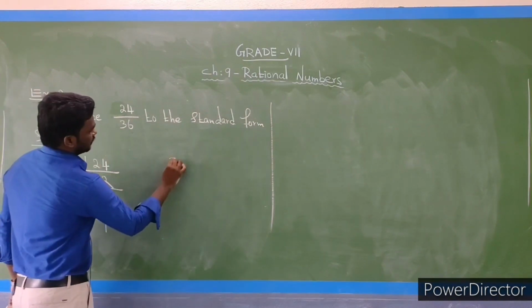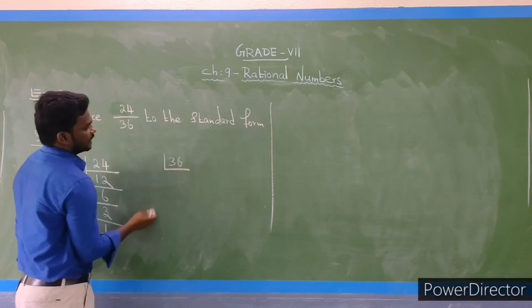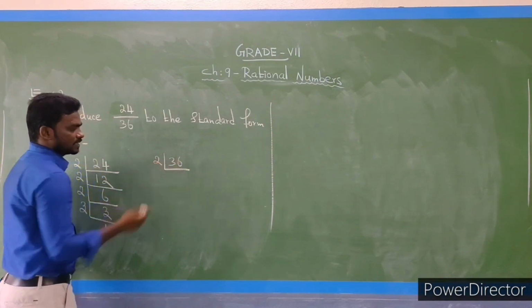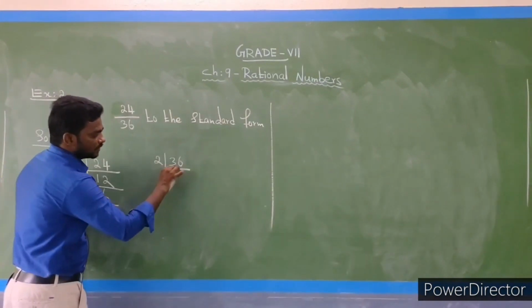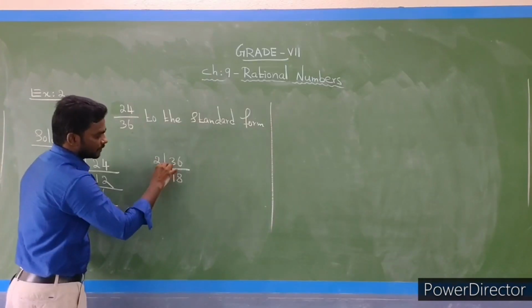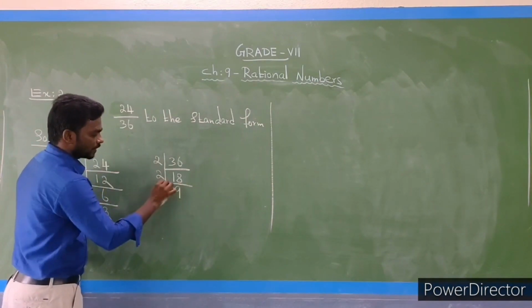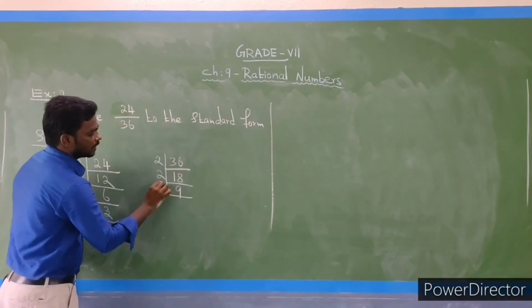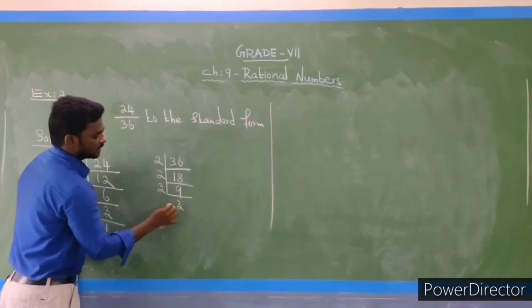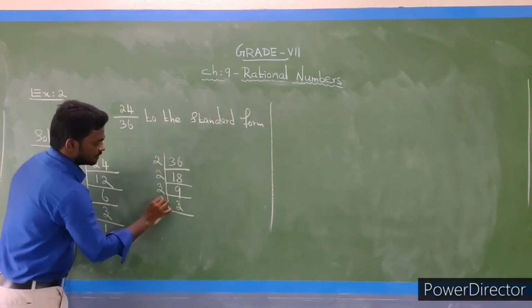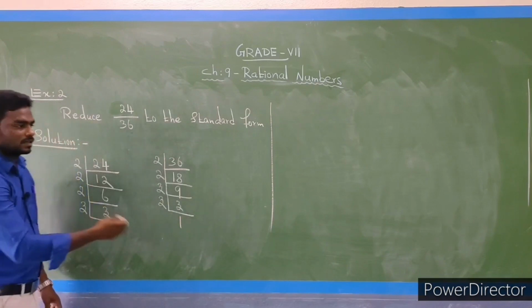Next, 36. This number 36 is divisible by 2. 18 2s are 36. 18 is also divisible by 2. Nine 2s are 18. 9 is divisible by the prime number 3. So three 3s are 9. So this 3 is divisible by 3. One 3 is 3.